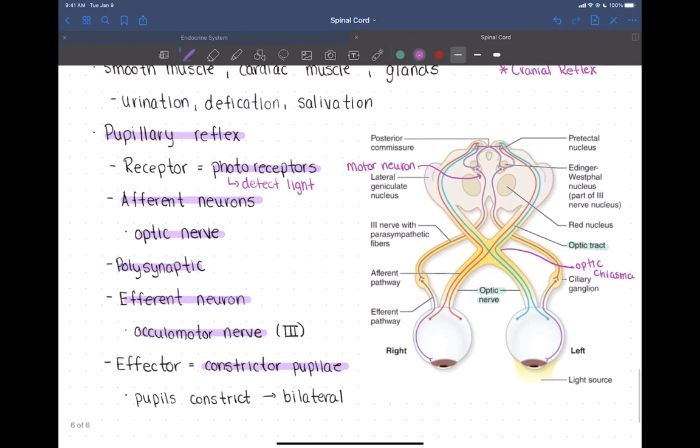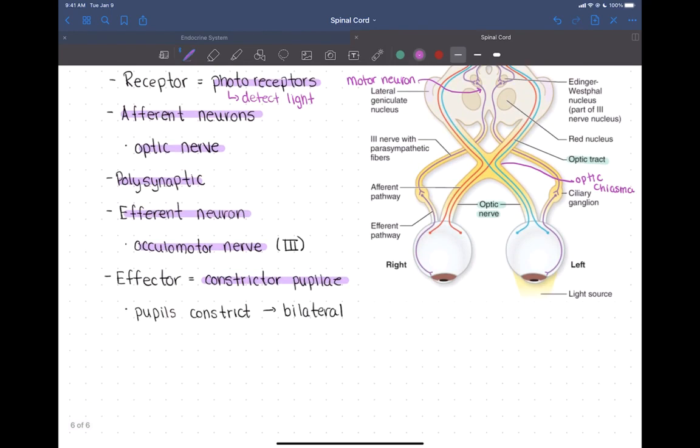I think I haven't written it anywhere yet. Oh, there it is. So this is a bilateral reflex, it constricts both pupils. And the muscle that it's acting on is called the constrictor pupillae muscle. It kind of encircles the pupil of the eye. When it's activated, it'll cause the pupil to constrict. So if you're shining a lot of light on the eye, that pupil is going to become smaller to reduce the amount of light getting into the eye.